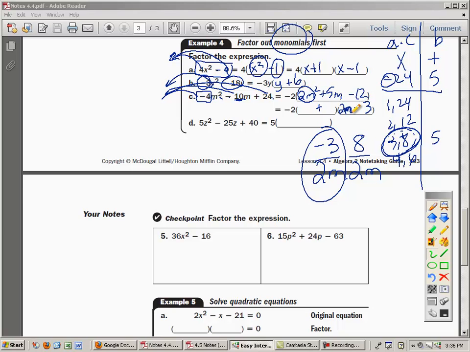In the second one, 2 and 8 have a common factor. It's 2. 2 goes into 2 once. It goes into 8 four times. And so I'm left with m and positive 4, so that's m plus 4. And again, if you want to check that, you can go ahead and FOIL.